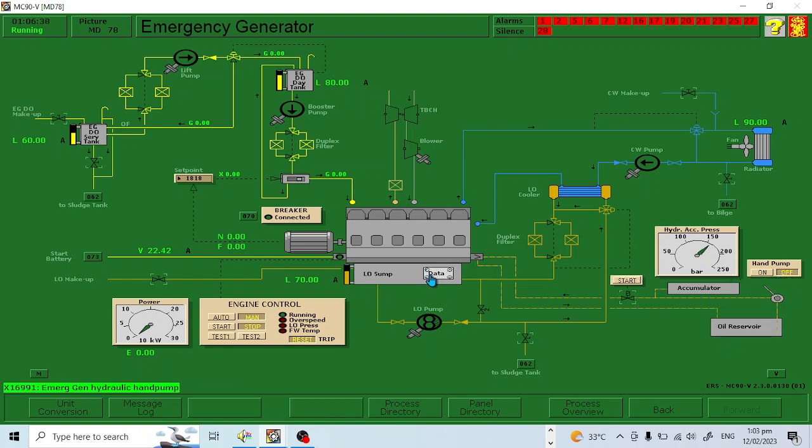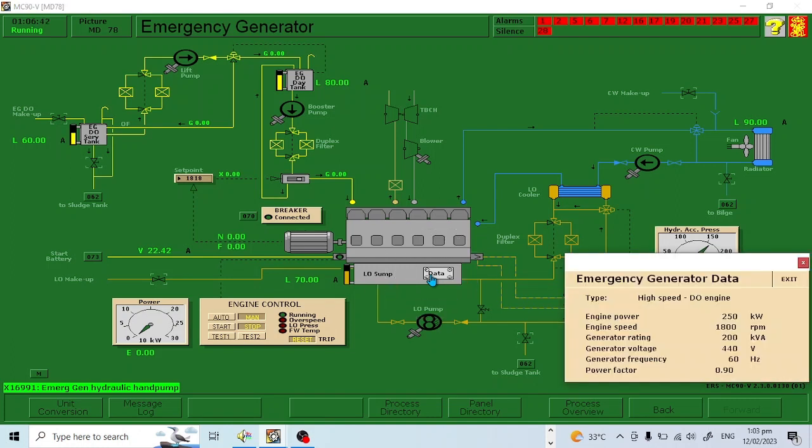And before we start, we will try to check the data. By pressing this, the data will pop up. As you can see, the power of this engine is around 250 kilowatt, 1,800 RPM. The voltage is 440 and the frequency is 60. Power factor is 0.90. This data is very important for an engineer or engine personnel.